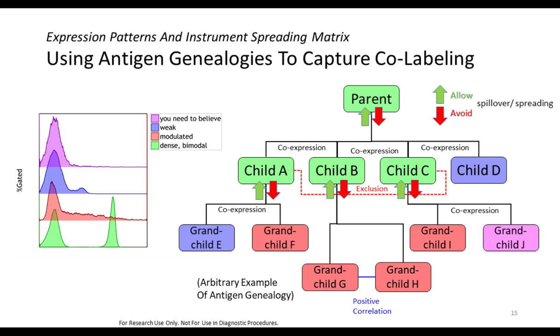Pointing into the parent antigen, we now have a green arrow. So this would tell us that the parent can well receive spillover without any impact on data quality. But at the same time, we have a red arrow that points out of the parent down to the next hierarchy. And this, according to our parent-child concept, would say, please avoid spillover from this parent into its child antigens.